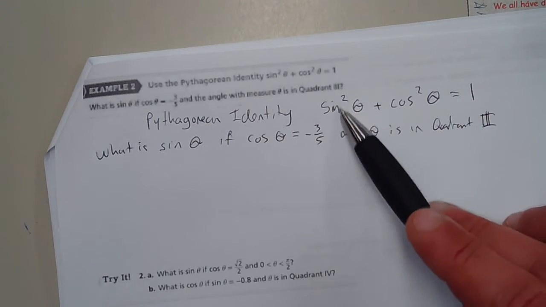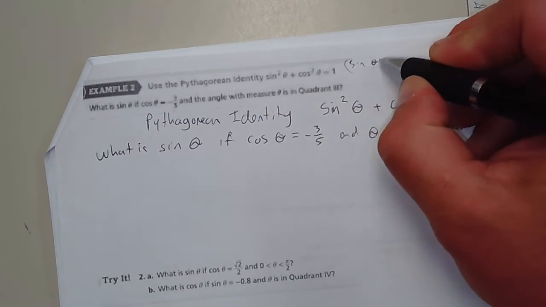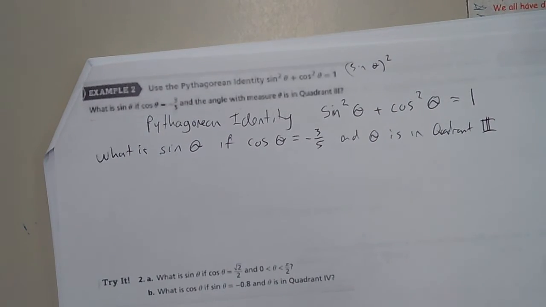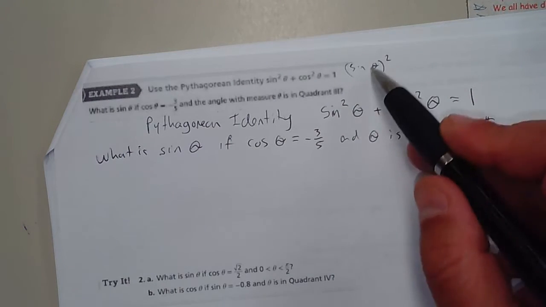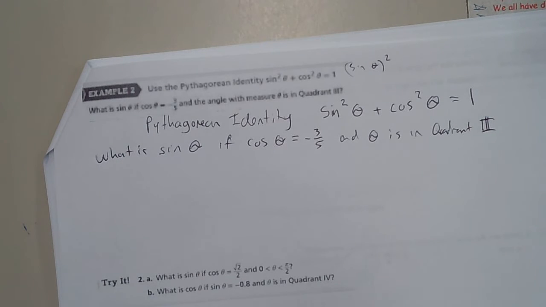When it's written this way, this is actually the same thing as saying sine theta squared, like this. But for whatever reason, honestly, I don't know, maybe I should look it up sometime, they always write it as sine squared like this, but these are equivalent. These mean the same thing. This means cosine theta being squared, but it's always written this way.